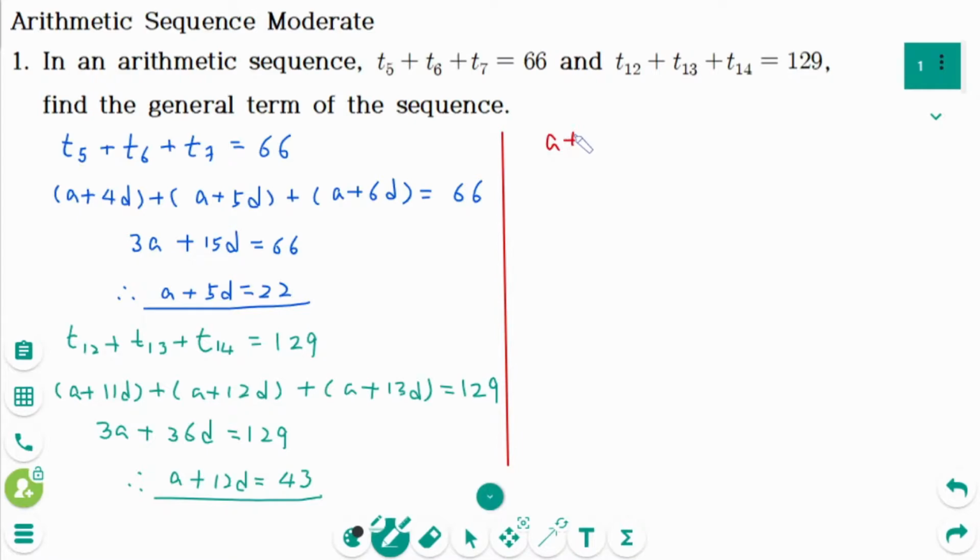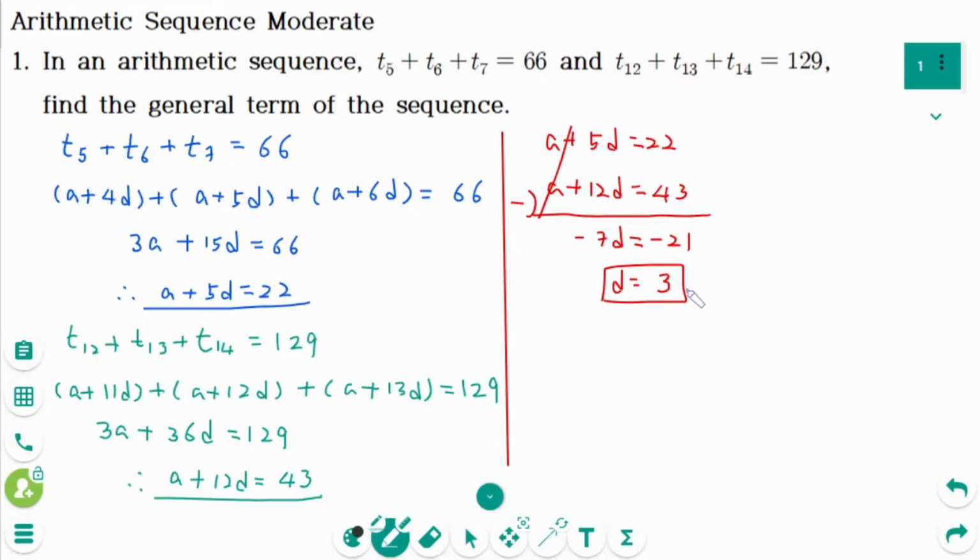And A plus 5D equals 22. Then A plus 12D equals 43. Then subtract. This is cancelled. Then minus 7D equals minus 21. Then divide by minus 7 on each side. We have D equals 3. Then put D equals 3 in here. Then A plus 5D equals 22, then A plus 15 equals 22. Then A equals 7.